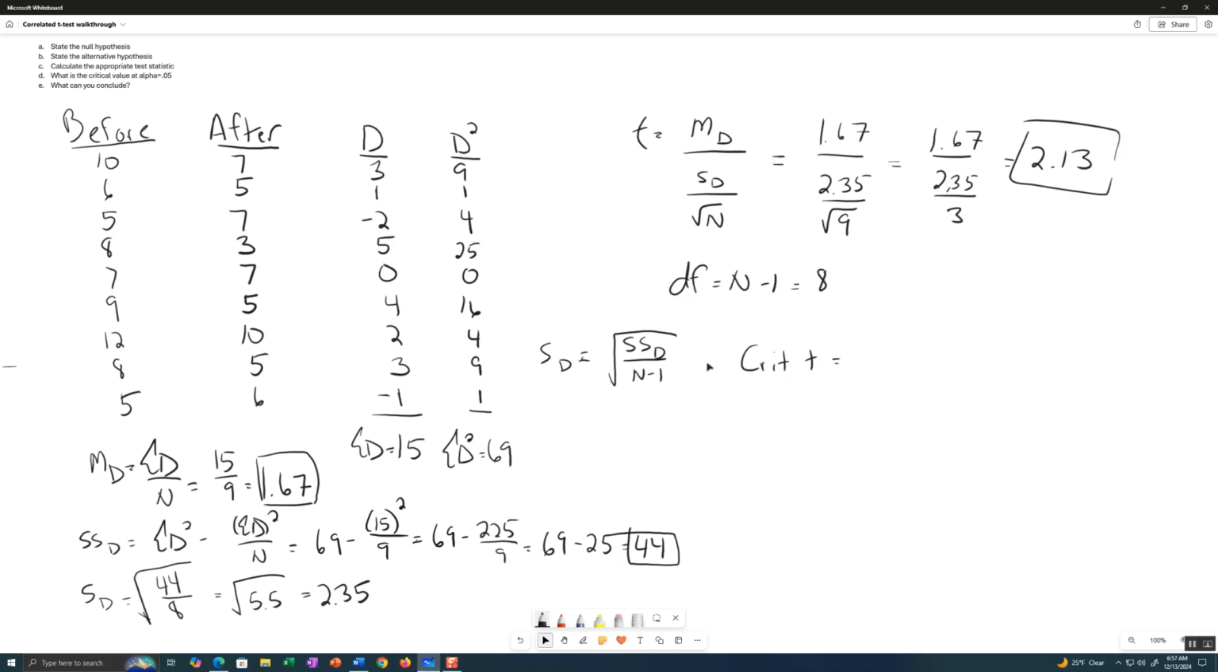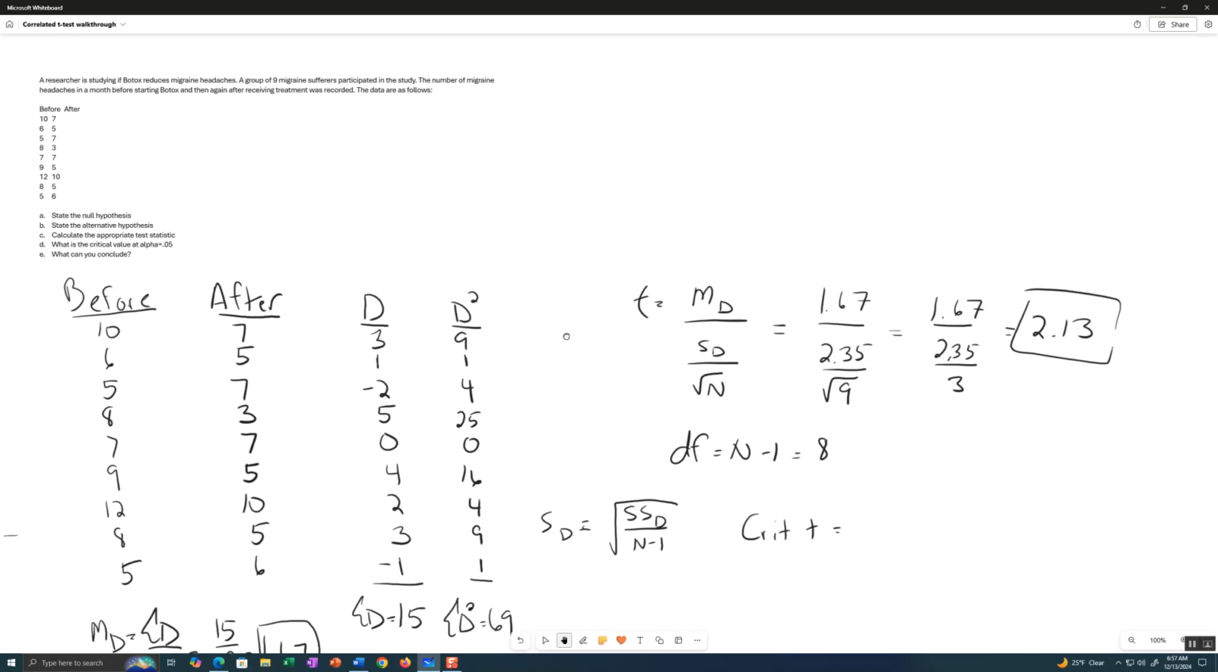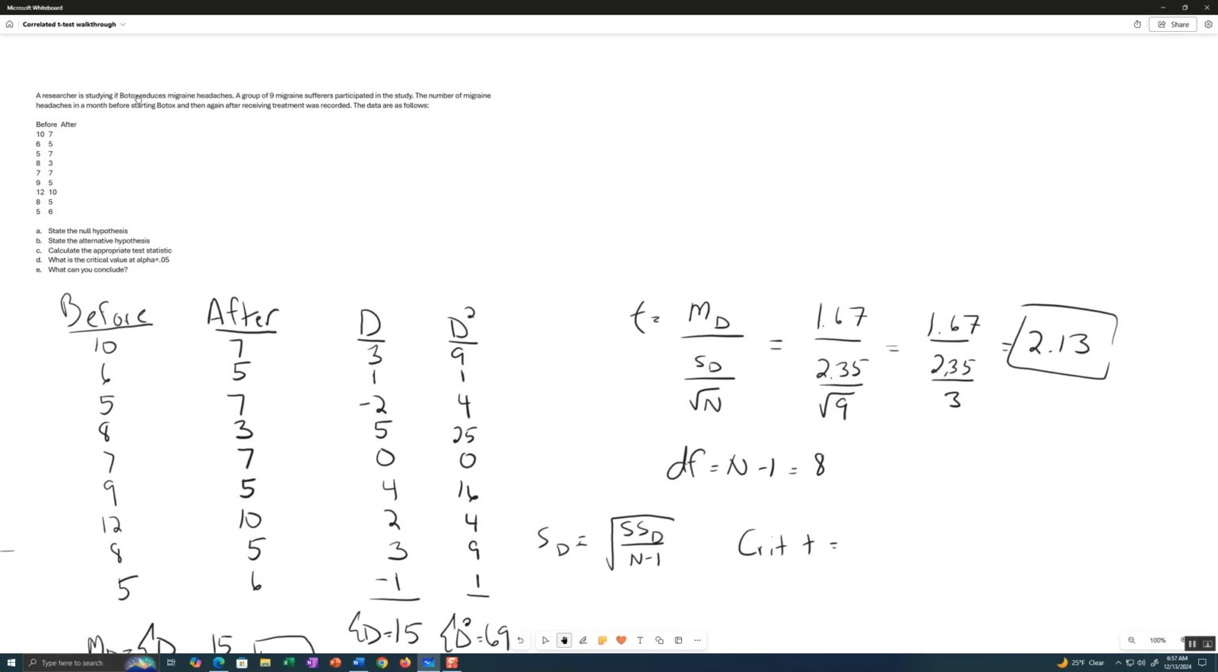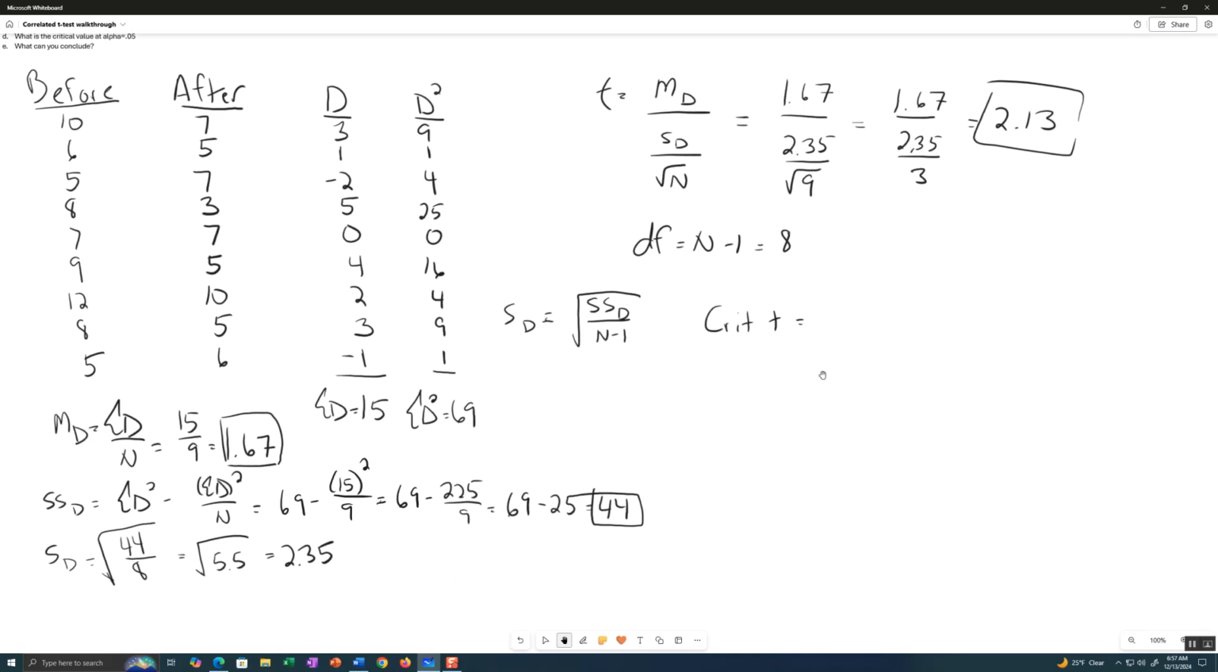or two tail. So if we go back and we look at this problem, we're looking at Botox reducing migraine headaches. So this is directional because we're looking at reduction. We're not looking at change, we're looking at reduction. So directional, one tail. So I want one tail at alpha of 0.05 for the critical value. One tail alpha at 0.05. We're going to look at the chart.